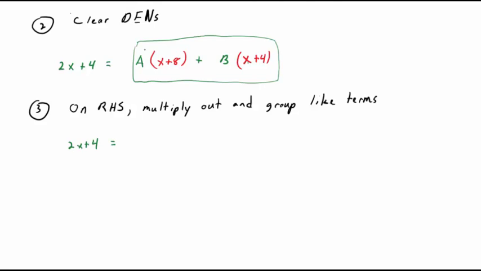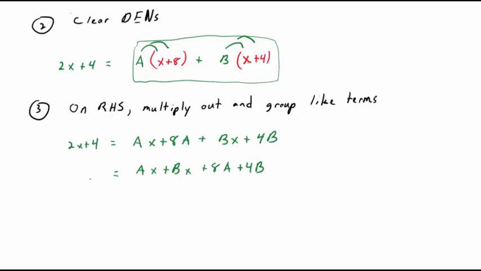Right-hand side, what do I get when I distribute the a and the b? Let's see, I'll get you started. ax plus 8a, and what else? Plus bx plus 4b. And then we group like terms together. That means ax plus bx. And then the constant terms are plus 8a and plus 4b. And we still have 2x plus 4 on the left side.